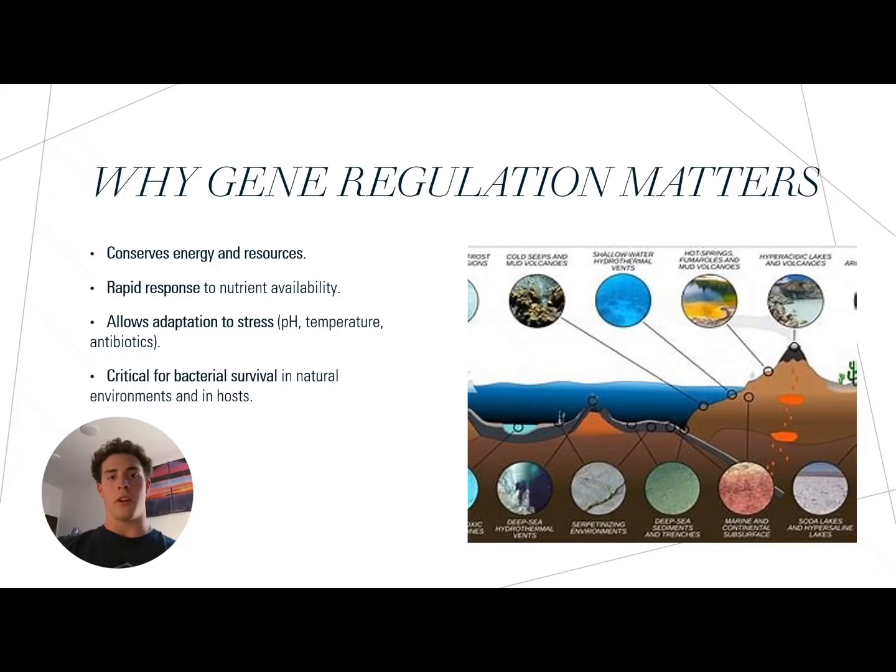Overall, gene regulation is critical because it helps bacteria survive. It lets them conserve energy, respond to changes, and adapt in tough conditions like low nutrients or stressful environments. This ability is one of the reasons bacteria are so successful at living almost anywhere on Earth.